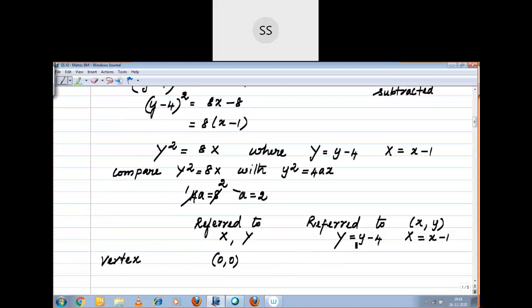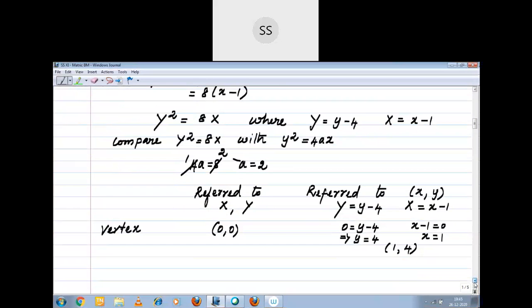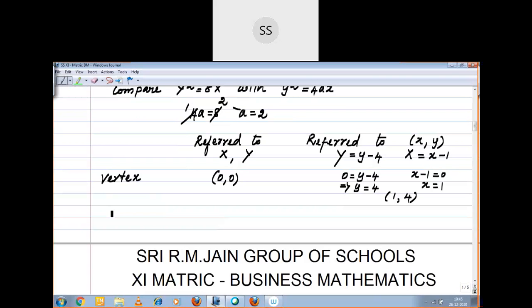Vertex 0, 0. That means x is equal to 0, y is equal to 0. Here, what is your capital Y? When you substitute capital Y equal to 0, y minus 4 equal to 0, that means y is equal to 4. X minus 1 equal to 0, x is equal to 1. That means vertex is 1, 4.